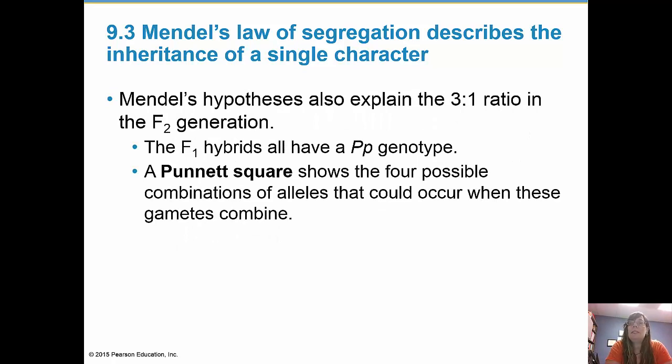His hypotheses also explain that 3-to-1 ratio because the F1 hybrids all had that big P little p genotype. So a Punnett square is what we use to show the possible combinations of alleles that can occur when these gametes combine. And that's what you're going to be doing in your genetics assessment. You're going to be creating Punnett squares, and you're going to be answering questions like, what is the expected ratio, and why, and what is the dominant versus recessive.